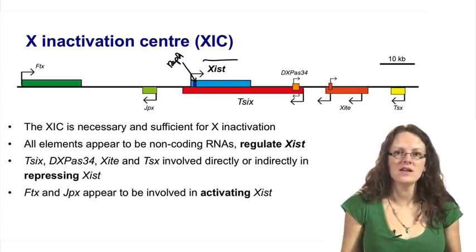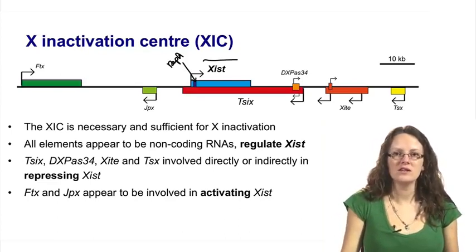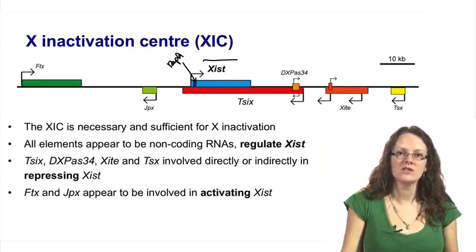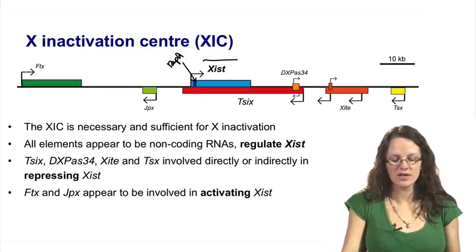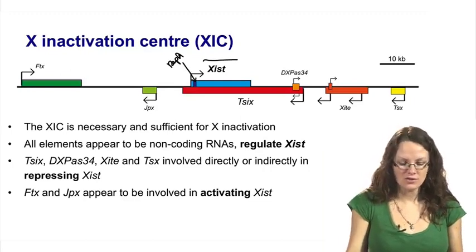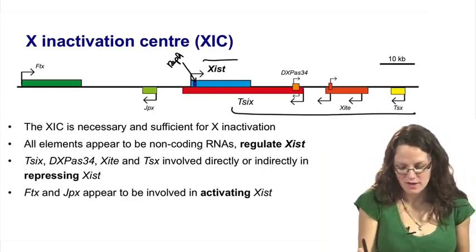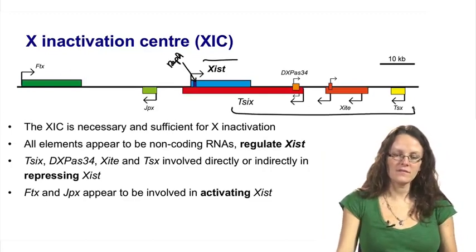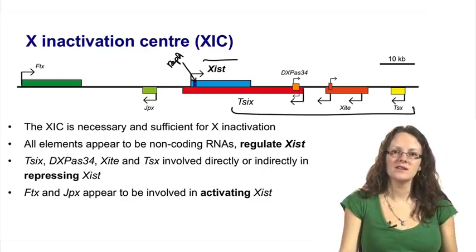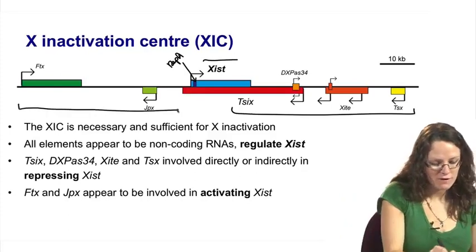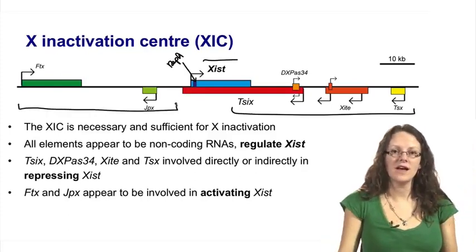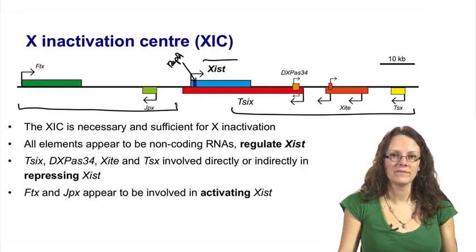But all of these other elements that are shown here, all of these other genes, also contribute to the expression of Xist. They all control Xist expression in some way, shape, or form. So in general, the ones shown in the yellow to red tones down this end of the X inactivation center are involved in repressing Xist expression, whereas the ones shown here in green, FTX and JPX, are involved in activating Xist expression.